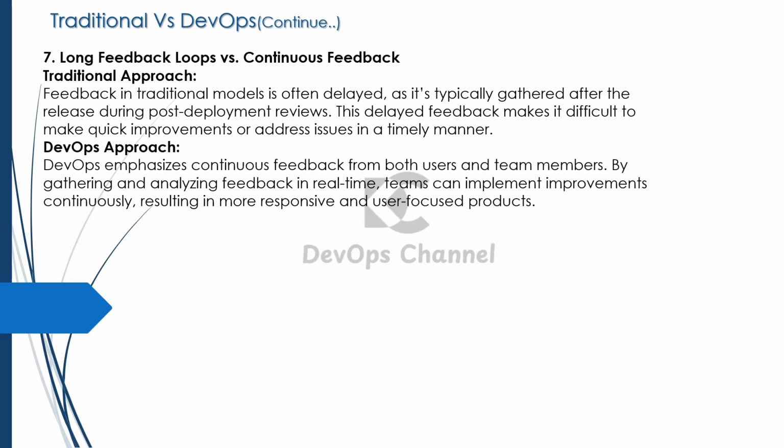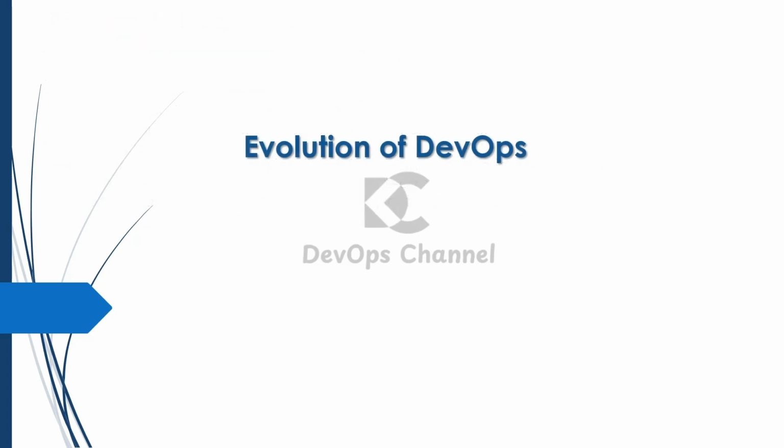So I am hoping you have learned the 7 key differences between traditional and DevOps, and we have also seen them with the help of a diagram. So let's move ahead. In the next lecture, we will learn about the evolution of DevOps, how it came into the IT world. Okay, till then, take care.